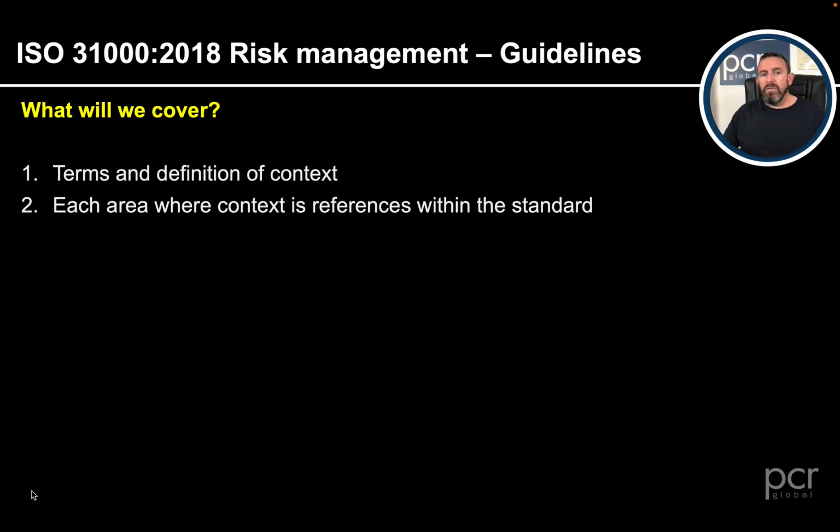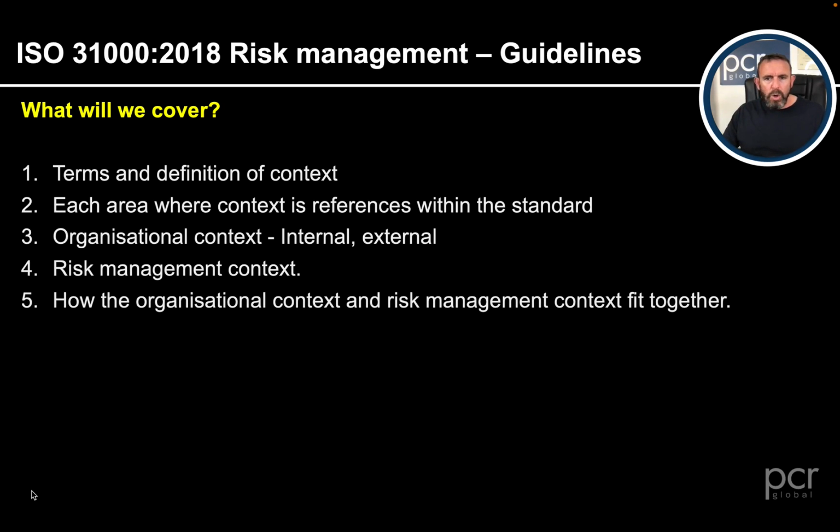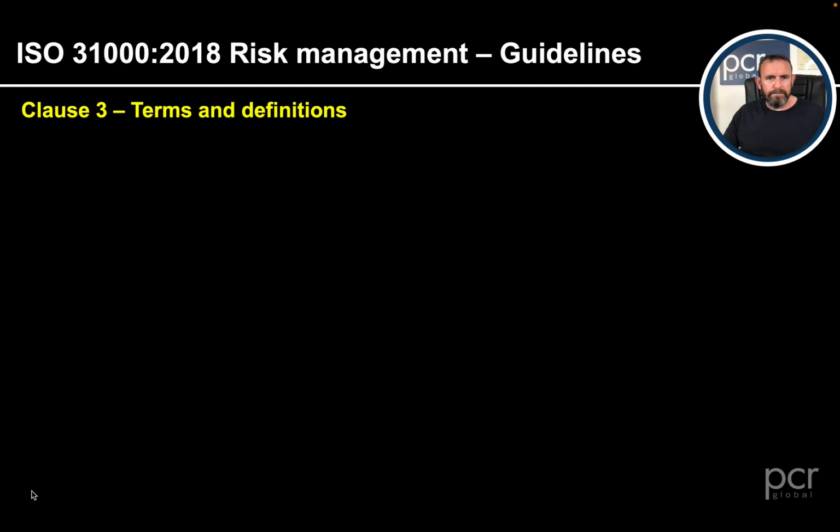We're going to cover each area where context is referenced within the standard. That's 20 areas. We're going to look at the organisational context, that is the internal context and the external context. We're also going to look at the risk management context, which is different from the organisational context. We're going to look at how the organisational context and the risk management context actually fit together.